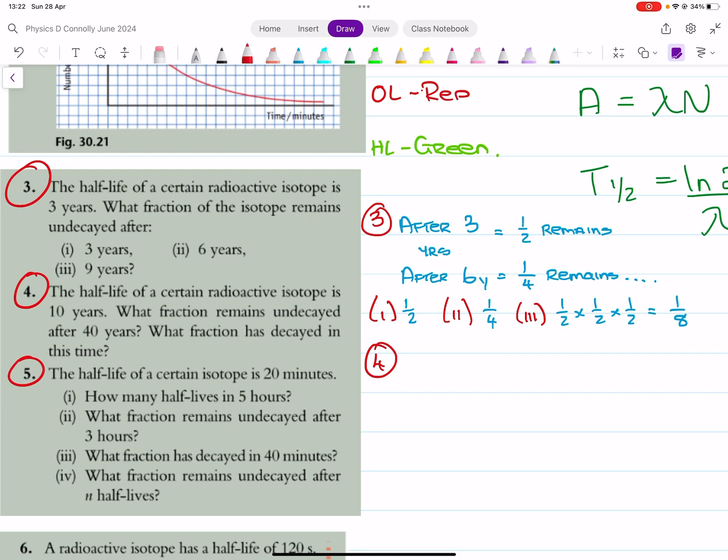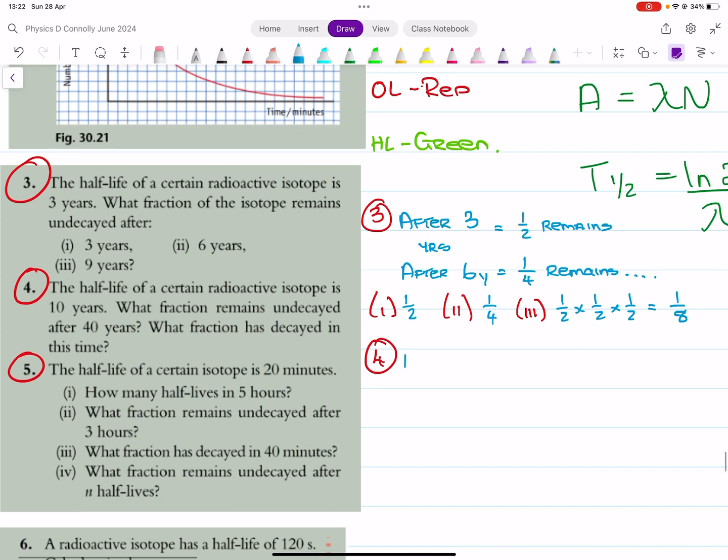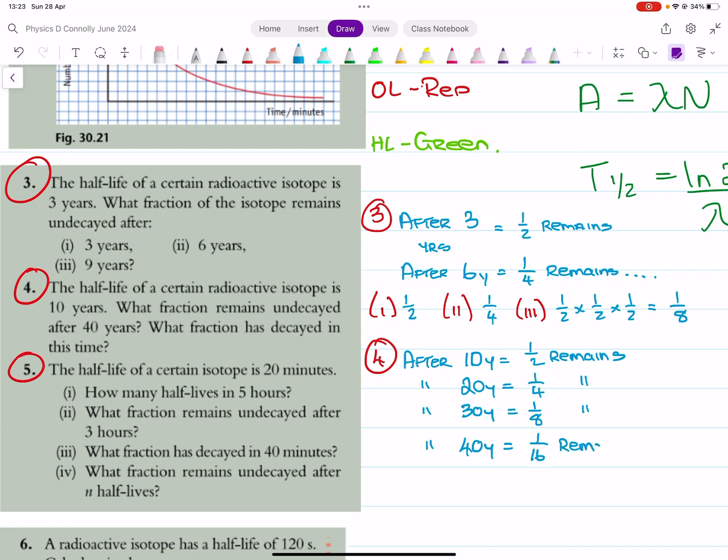So that's that one. And number 4, the half-life of a certain radioactive isotope is 10 years. What fraction remains undecayed after 40 years? Okay. So, same thing, set up the little thing. After 10 years, half remains. So then after another 10 years, so after 20 years, we have a quarter remains. Another 10 years brings us to 30, and it's half, half, half, so that's an eighth. And then 40 years, which was what they're asking about, is 1/16 remains.